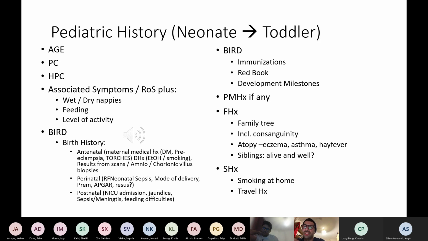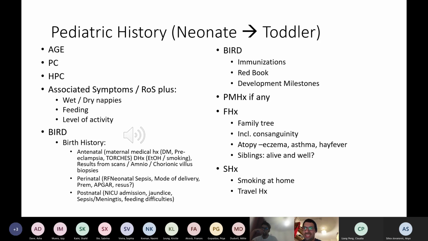So with a birth history, you want to know about what happened antenatally, perinatally and postnatally. Antenatal is before labour, perinatal is during labour, and postnatal is post-labour, post-delivery. So antenatal is what's happened during the pregnancy. Did the mum take any medications? Did she have anything to take medication for? Did she have diabetes? Did she have preeclampsia? And did she have TORCHES?